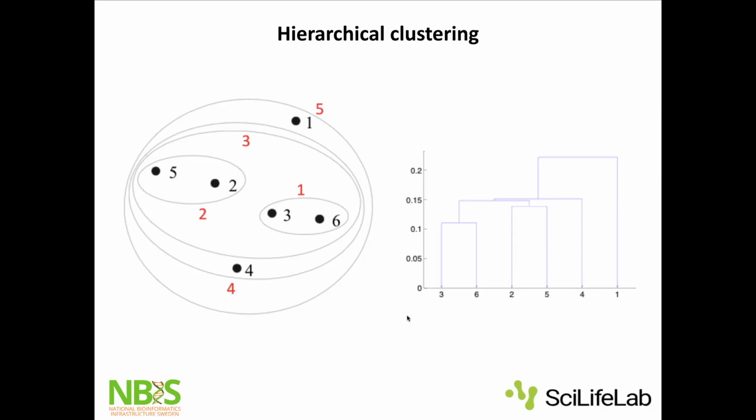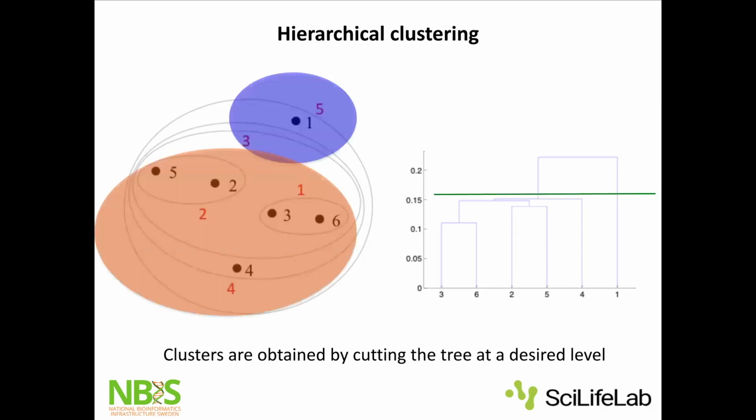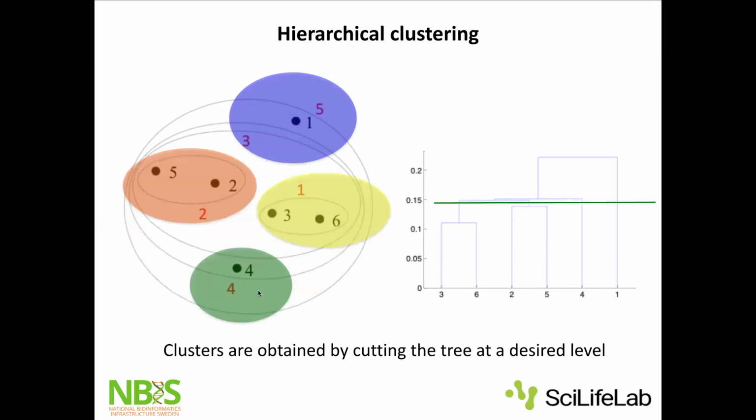And then when we want to separate this tree into clusters, it's very simple because we do a cut in this tree. So if we do the cut here, we'll have this cluster with one sample and this cluster with the rest. Or if we do the cut here, we'll end up with 4 distinct clusters. And that's pretty much what hierarchical clustering is.